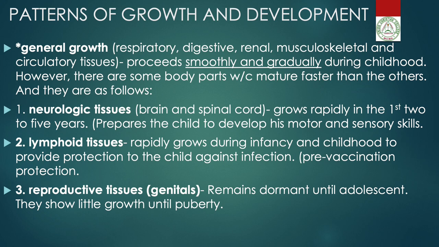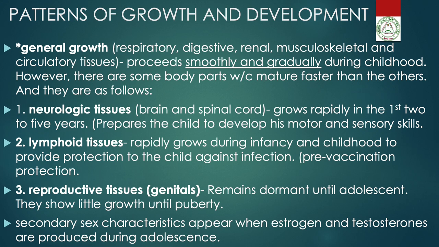And lastly, we also have the reproductive system, or this includes the genitals of an individual. Dito naman po, during the first few years of life, first 12 years to be specific, the reproductive tissues of an individual remains dormant or inactive until adolescent period. They will only show growth up until puberty. At ano ang nangyayari po during puberty?